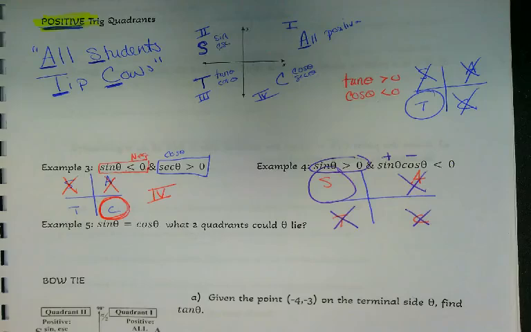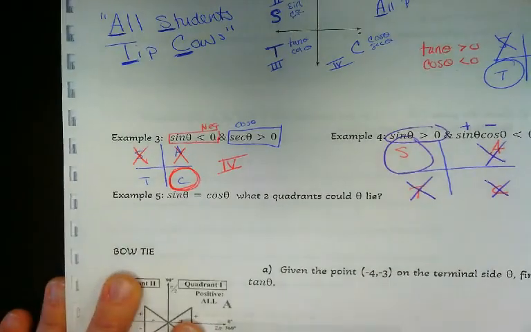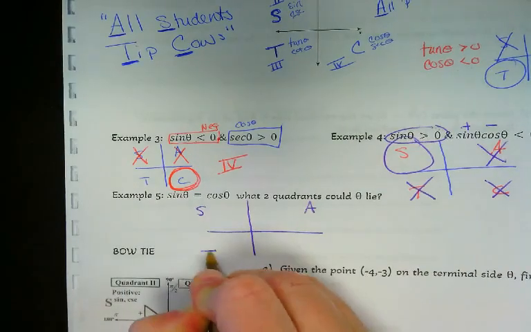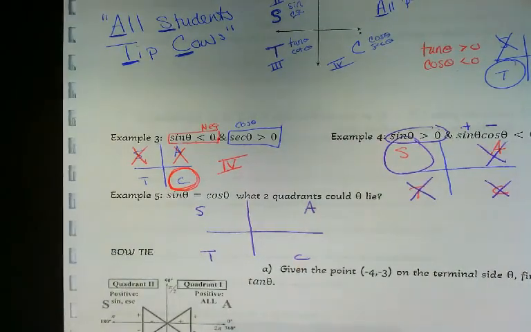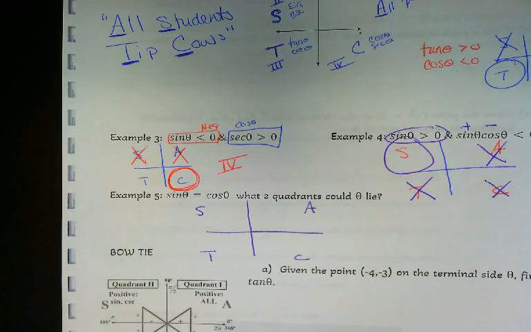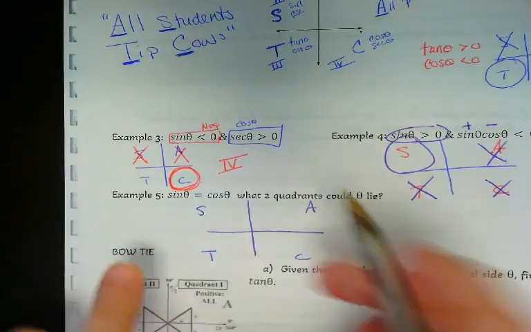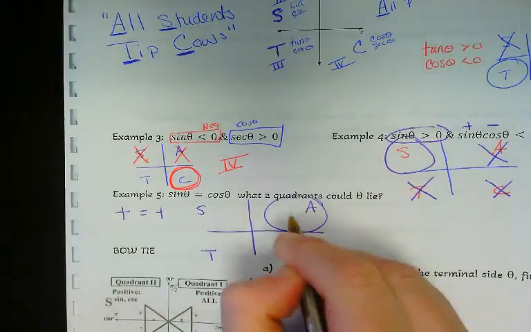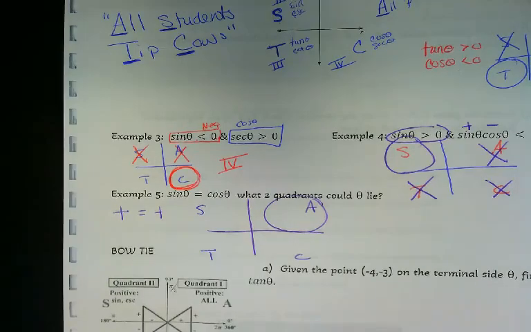So just a lot of self-talk. All right, example 5. Let's get our picture drawn. All Students Tip Cows. In what two quadrants could this theta lie, if sine is equal to cosine? Name one quadrant where sine and cosine are going to be the same sign, positive or negative. All, right? They're all positive here. So sine could be positive and cosine could be positive in the All quadrant. So I could be in quadrant 1.